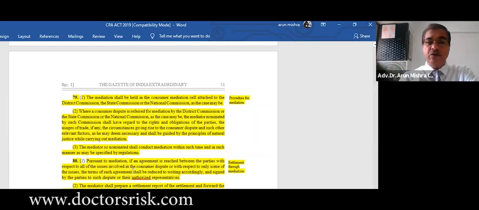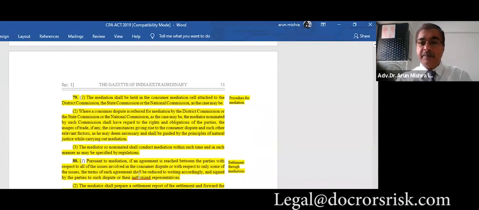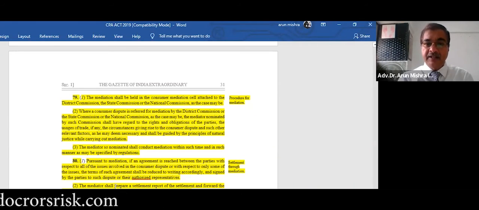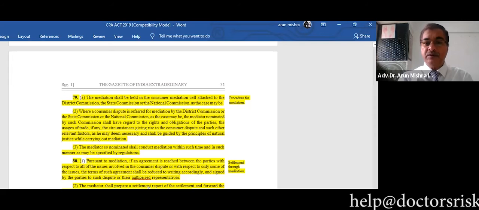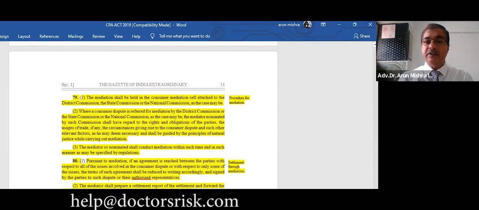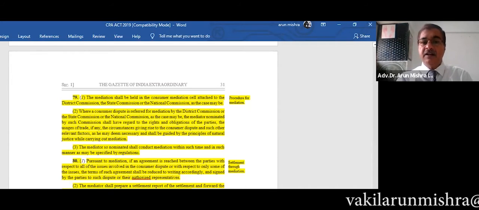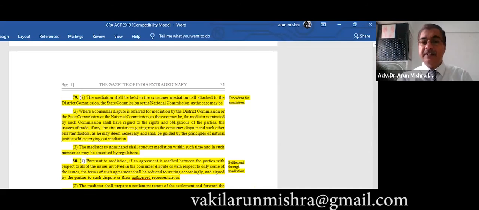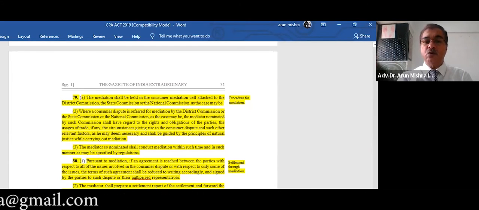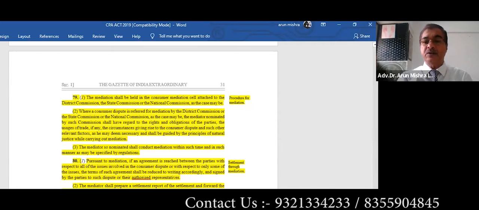So depending upon whether it is full or partial, the mediator has been empowered to adjudicate the matter or do a settlement accordingly. Then the mediator prepares a settlement report and forwards the signed agreement along with the report to the concerned commission. It could be district, state, or national. Where no agreement is reached between the parties within the specified time, or the mediator is of the opinion that settlement is not possible, he shall prepare his report accordingly and submit it to the concerned authority.